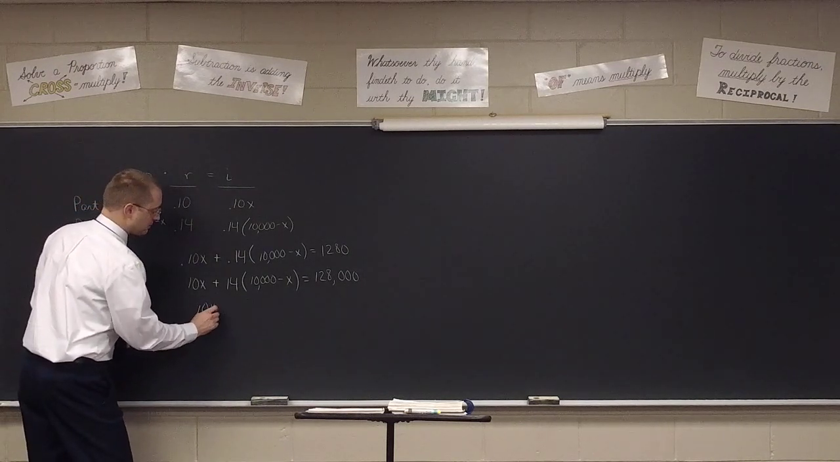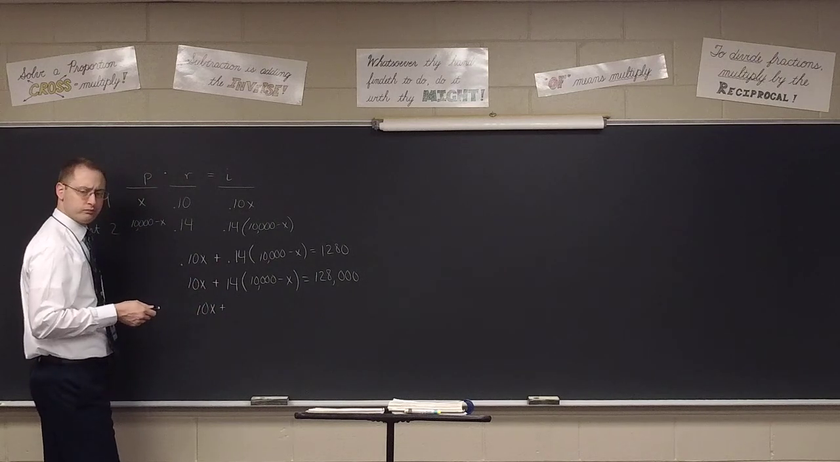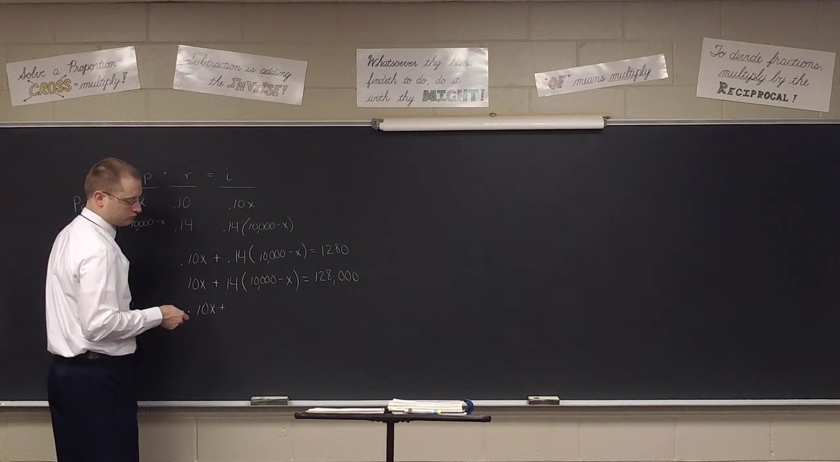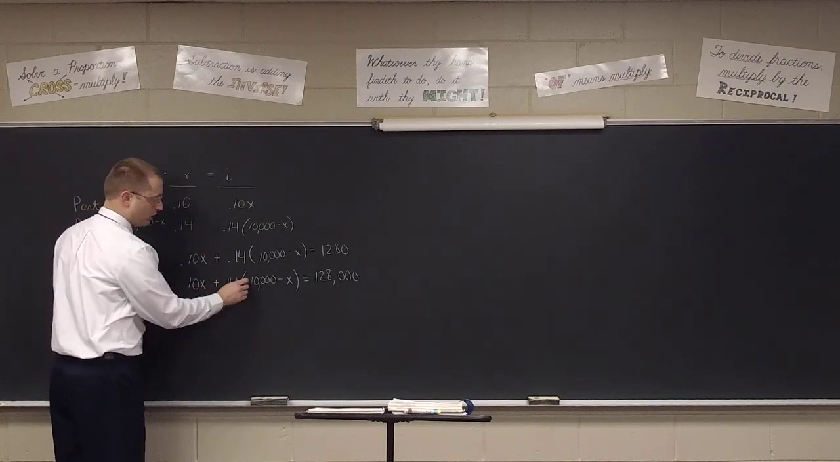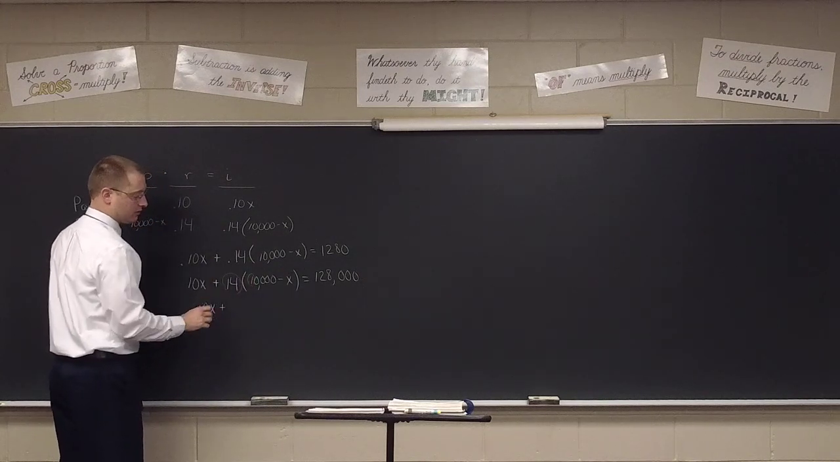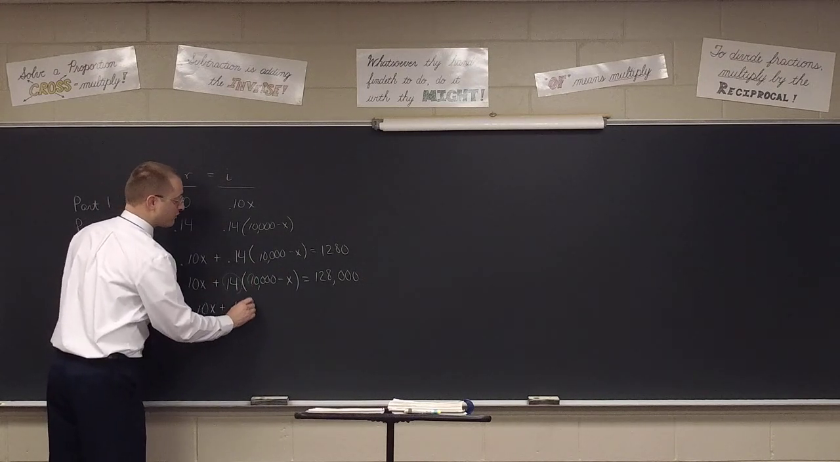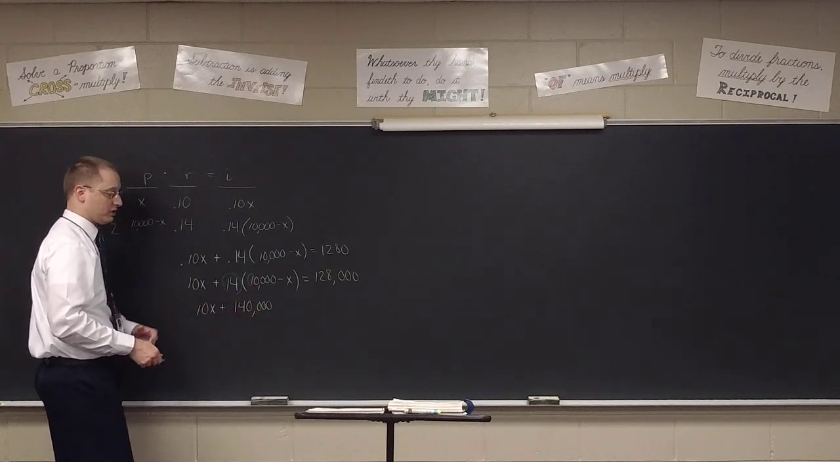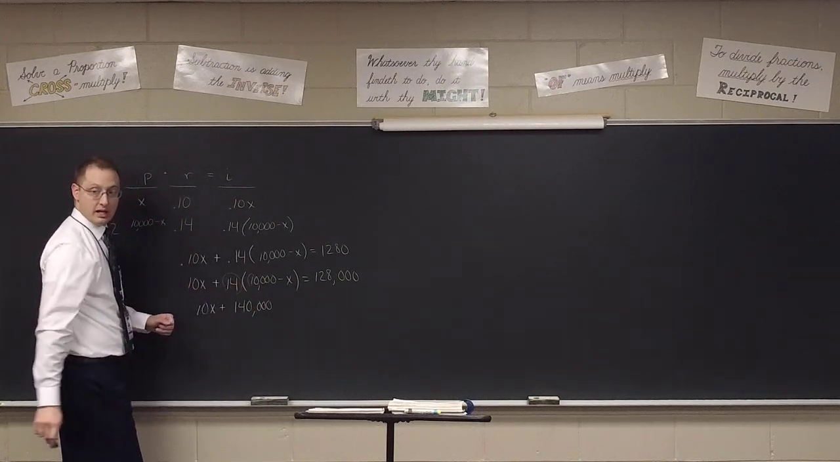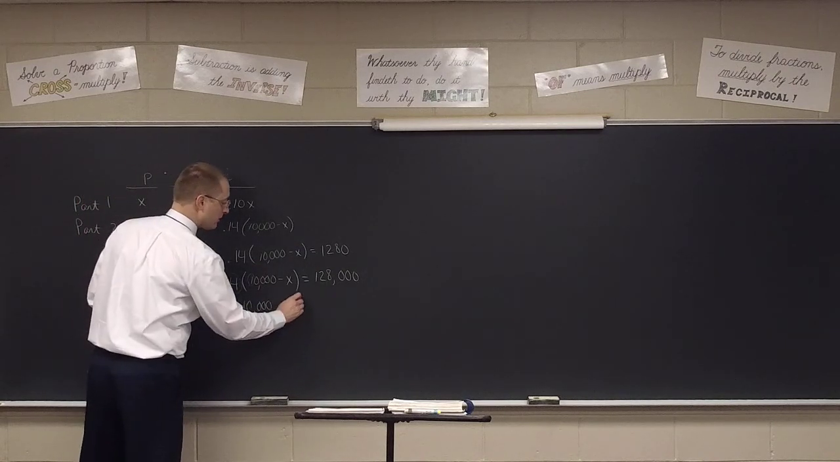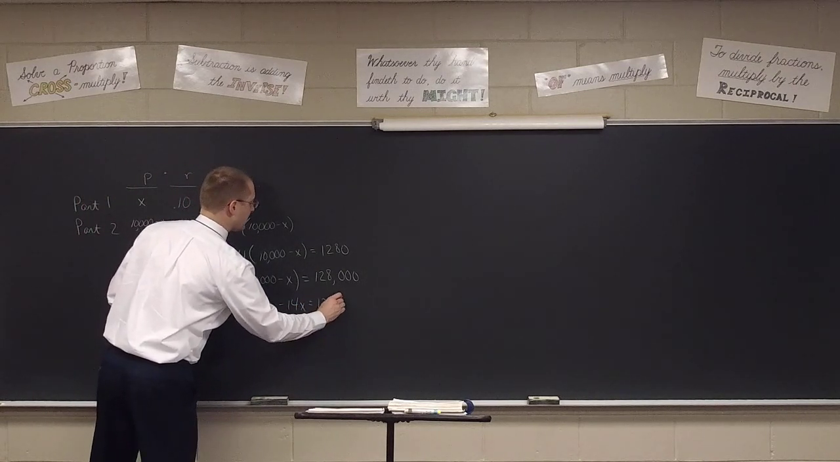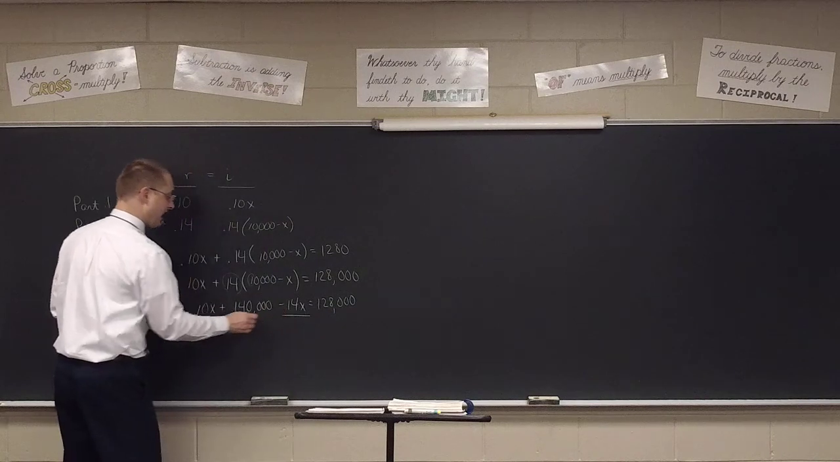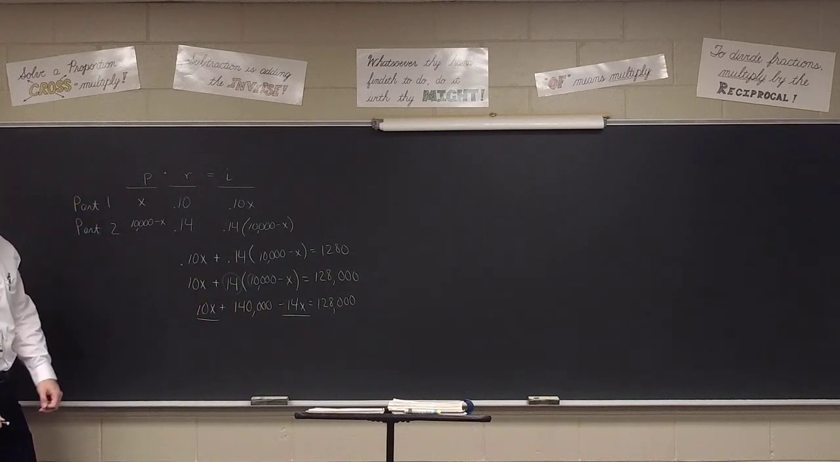distribute to get 10x plus... what's 1 times 14? There we go, 140,000. Yeah, so we just tack on the 4 zeros at the tail end of the 14, and then 14 times the negative x. All right, equals 128,000. Of course, we'll combine our x's together to get what here, Noah?